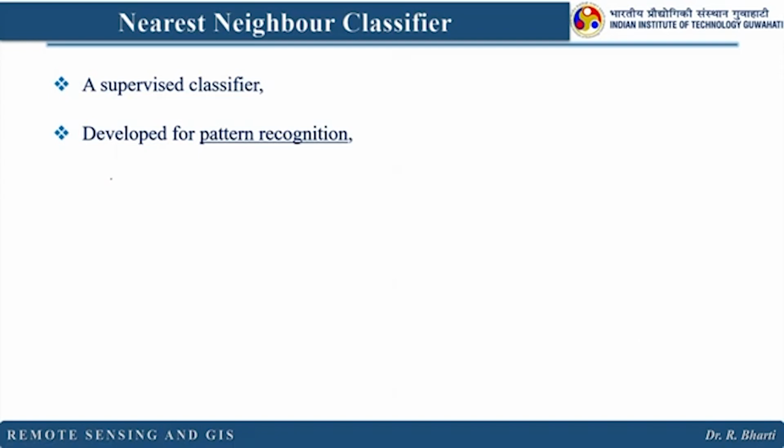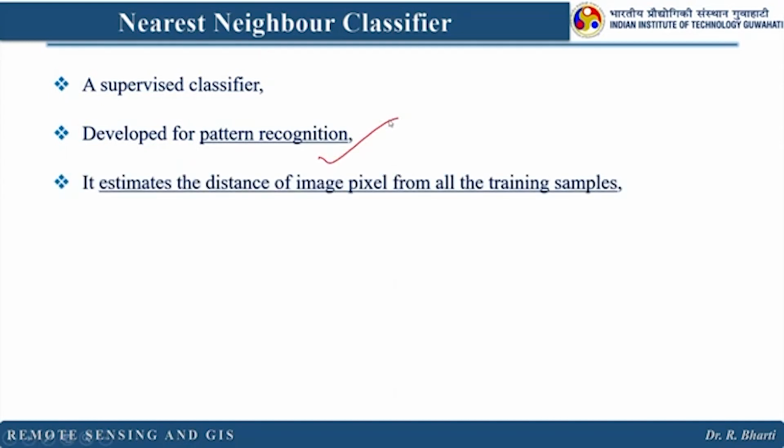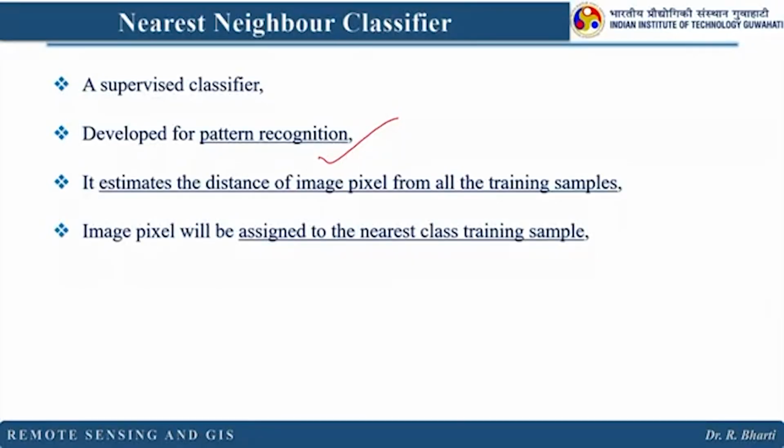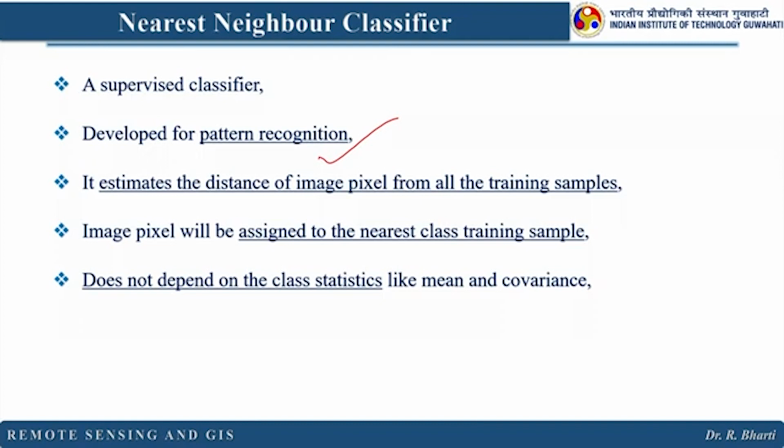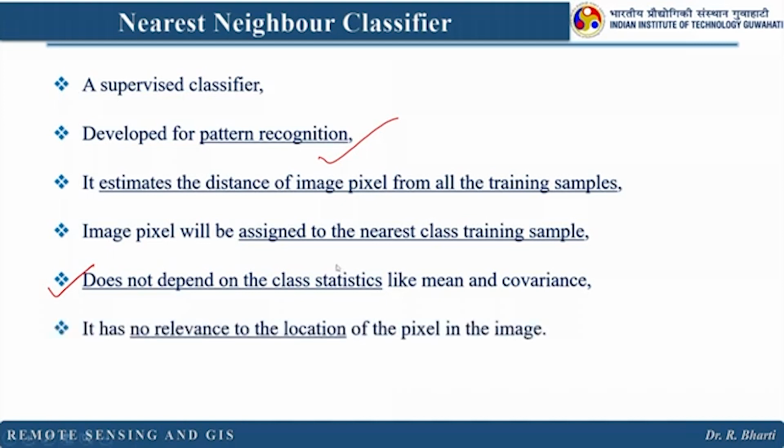Now, this nearest neighbor classifier was developed for pattern recognition, where it estimates the distance of image pixel from all the training samples. The image pixel will be assigned to the nearest class training sample, and it is very important to note here that it does not depend on the class statistics like mean and covariance, and it has no relevance to the location of the pixel in the image.